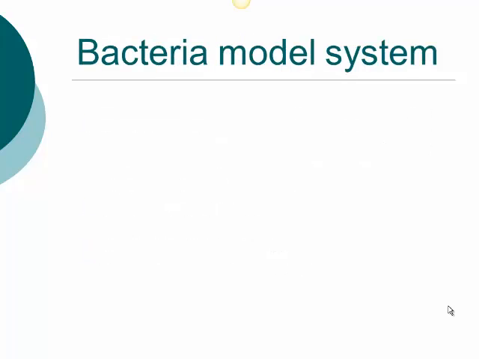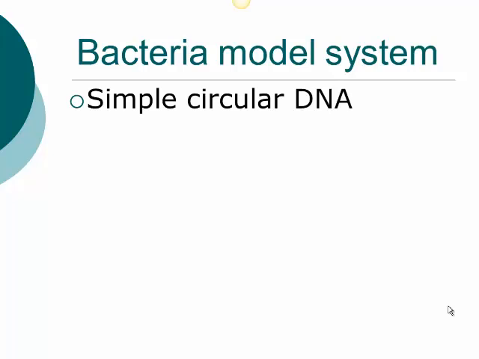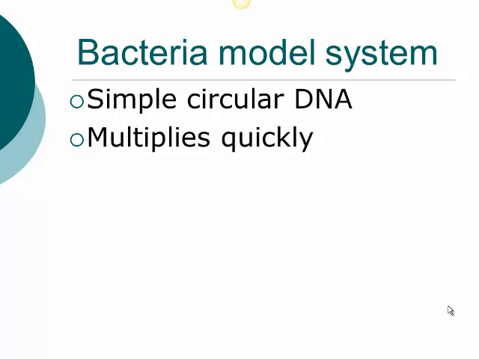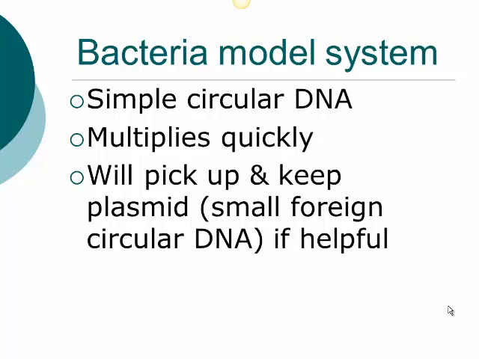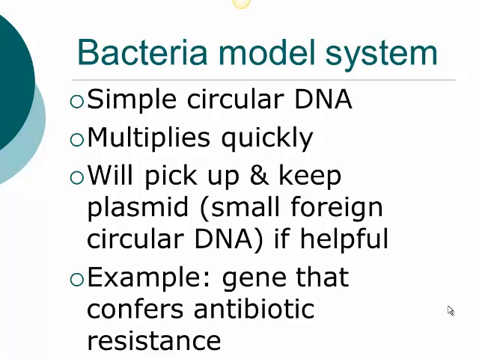So we're going to look to the bacteria model system for this. And we look at simple circular DNA. Simple circular DNA can multiply quickly. The bacteria themselves will pick up and keep what is called a plasmid, which is a small foreign circular DNA, if it's helpful. An example of helpful would be antibiotic resistance. And scientists have noticed that bacteria do this, and they decided to take advantage of it, if you will.